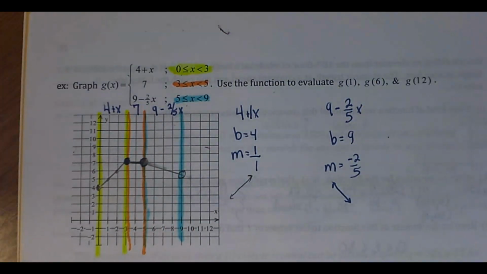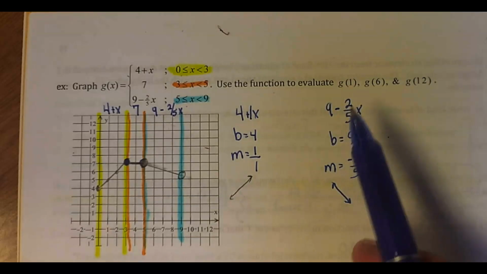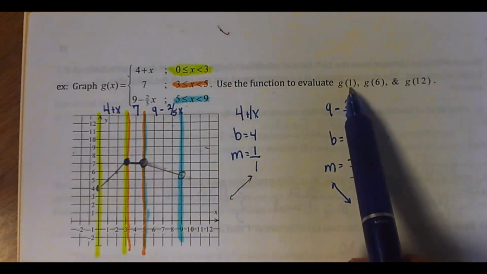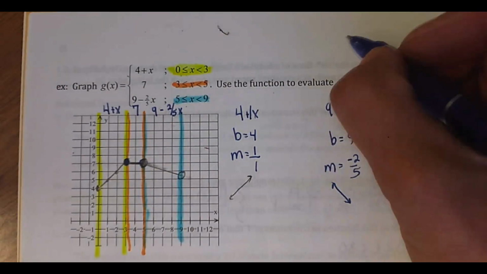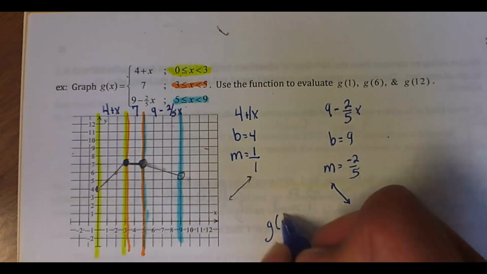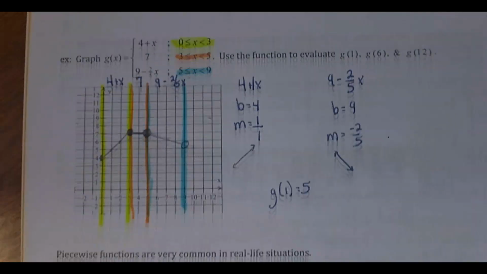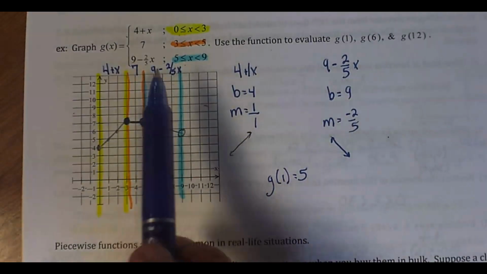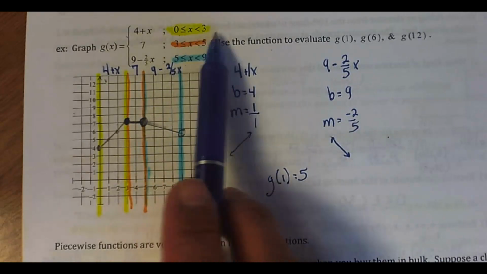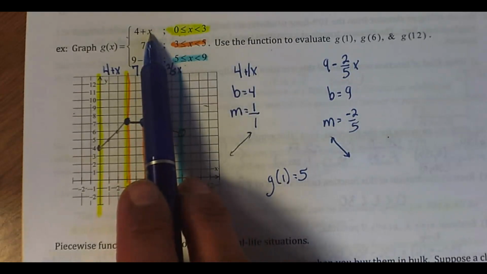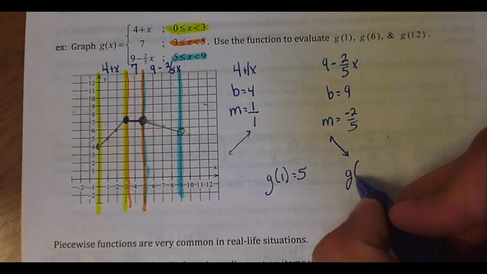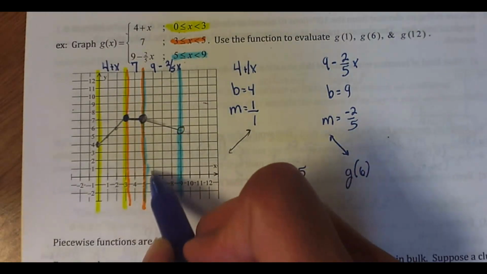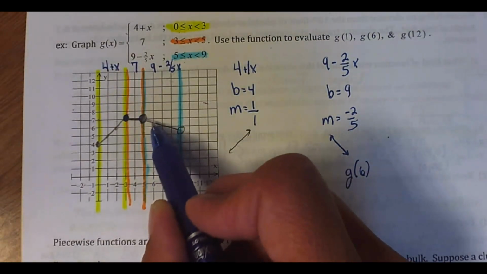All right, let's talk about evaluating. And then I'm going to bring up a big question that I tend to get asked. If x is 1, well, that's easy to do. If x is 1, I can see it's 5. And just remember, if you can't tell on the graph, you can always go to your function. Since 1 fits in this domain, I could put 1 in here, and then 4 plus 1 is 5. G of 6. Here's 6, and if you notice, 6 is kind of at a halfway mark. So I could guess and maybe say it's 6.5.